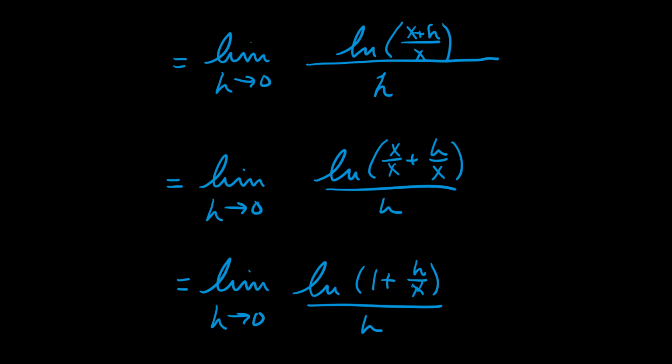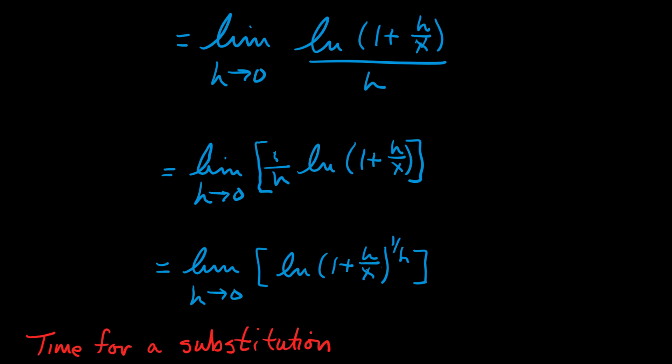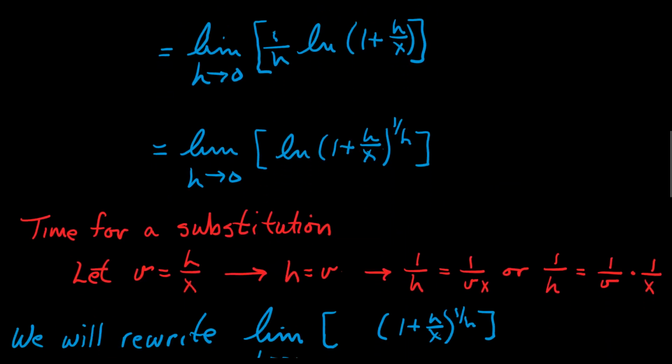All right, so where do we go from here? Notice the whole fraction is still all over h. This can be rewritten as 1 over h times the natural log. And then using one of the properties of natural logs, if you have a coefficient times the natural log, what that really means is that's going to be an exponent here. So our next step is going to be to rewrite this as the natural log of 1 plus x over h raised to the 1 over h power.